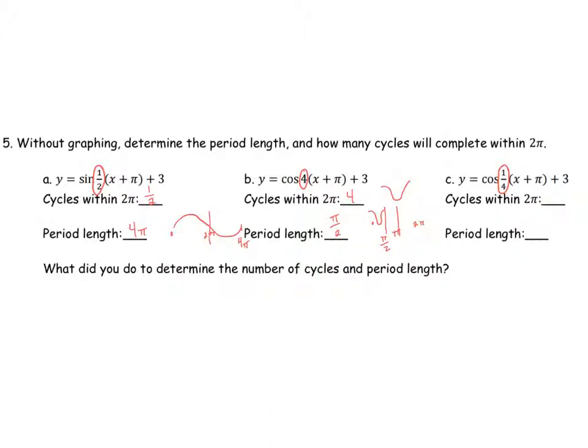If my b is 1/4, then I finish 1/4 of a cycle within 2 pi, which means it's going to take 4 times 2 pi to get a full cycle. So that's going to be 8 pi. One way to look at that is to take the 2 pi and divide it by the b value to get your period length.